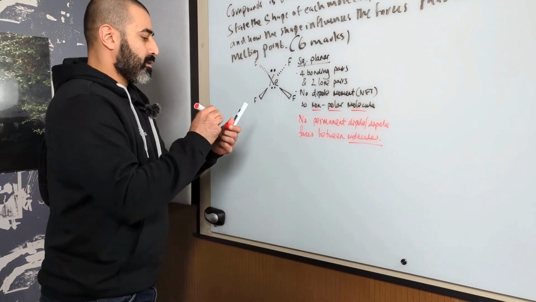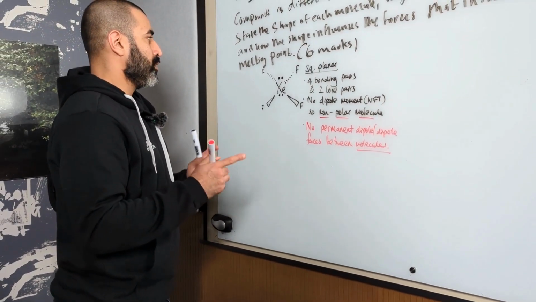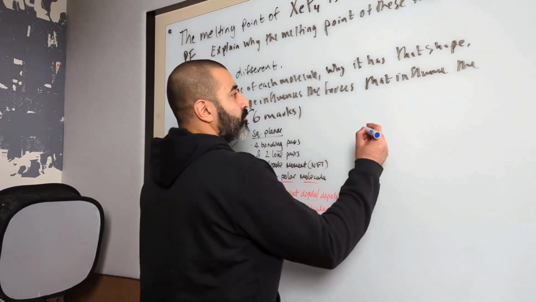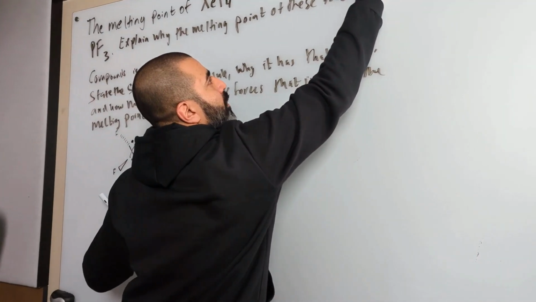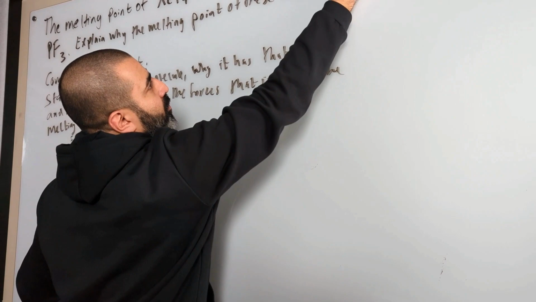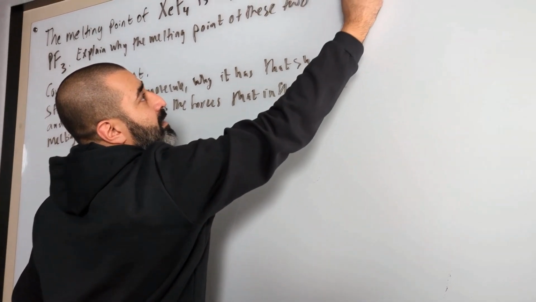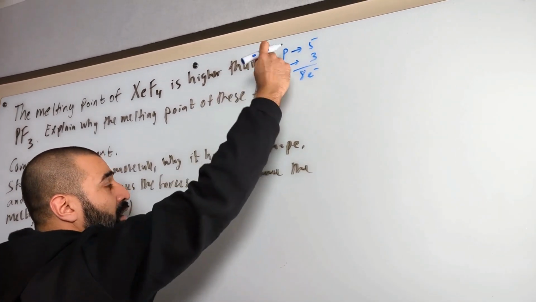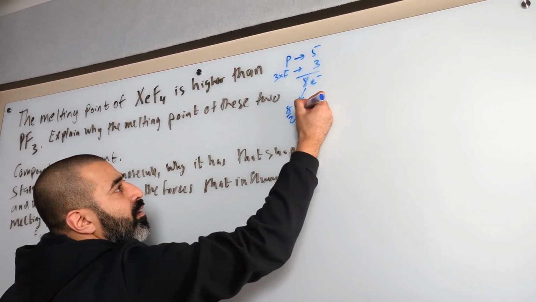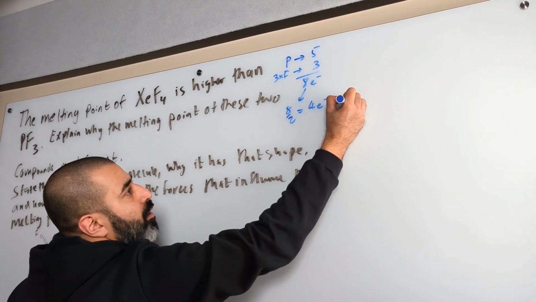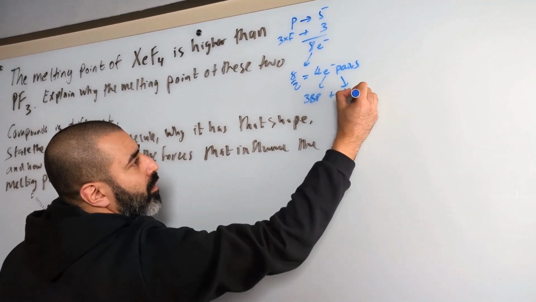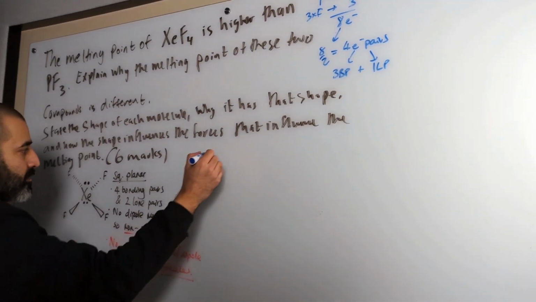So let's compare that to PF3. Just going to quickly go through the process. P's got 5 valence electrons. 3 times fluorine contributes 3. So you've got 8 electrons in total around phosphorus's valence shell. So you're going to have 4 electron pairs. You're going to have 3 bonding pairs and 1 lone pair. We'll just reiterate that in just a second.